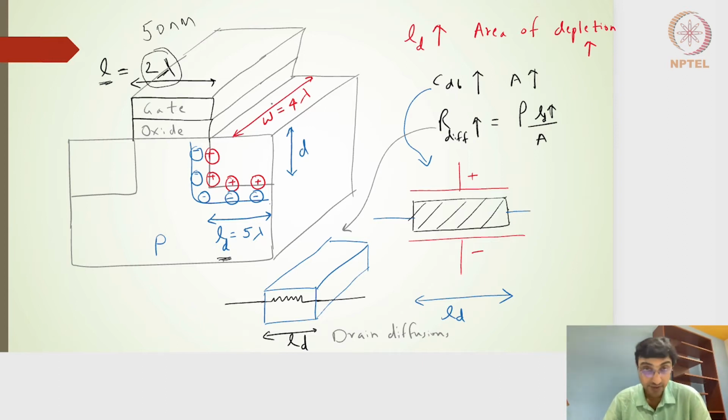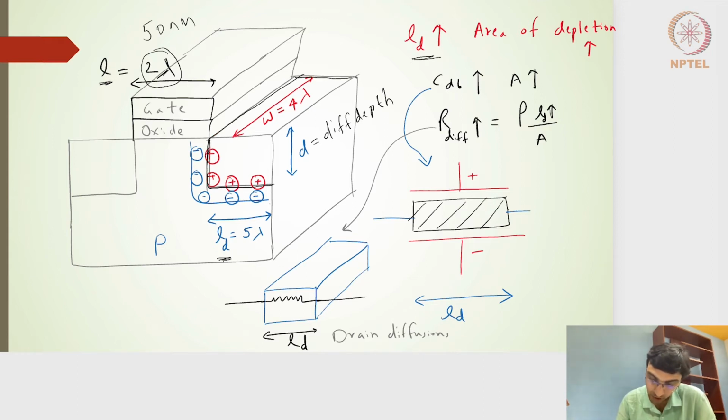And then the width of this transistor is considered to be 4 lambda. This is again the minimum width that we will consider. This D is nothing but the diffusion depth. So with respect to these dimensions, what we can say is if I increase this LD, the area of the depletion region is going to increase. What I'm talking about is the area of this region, this particular flat surface.